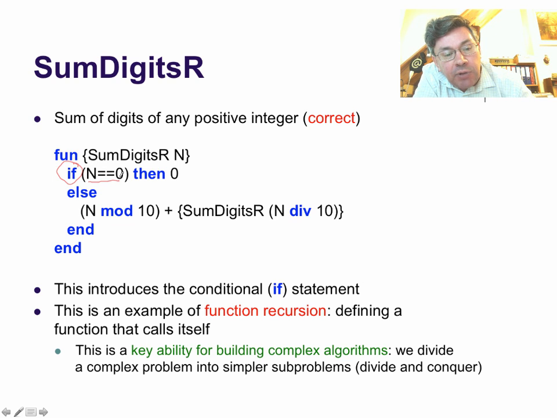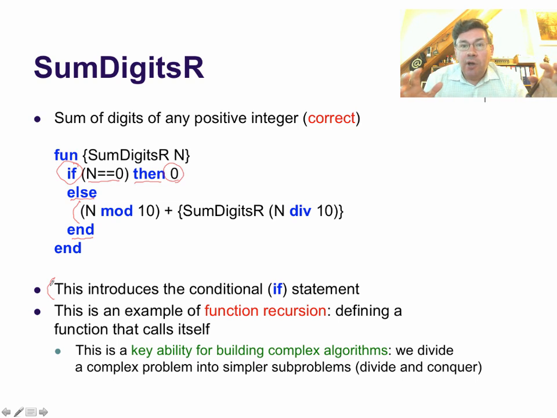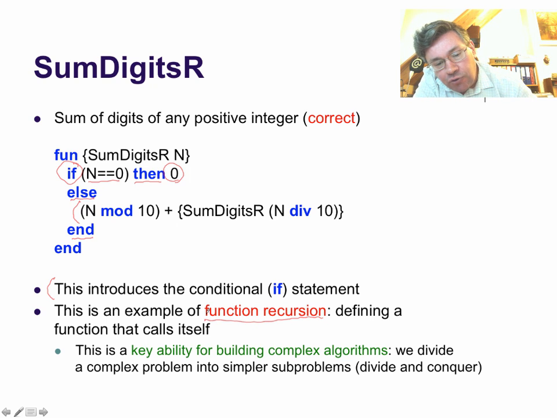So if n equals 0 is a function that compares n to 0 and returns true or false. If it's true, it executes the expression after the then. If it's false, it executes the expression after the else. And like all compound instructions, it ends with the end keyword. So recursion with the conditional statement is enough. We are now able to calculate a complex function by going to smaller functions, and now we know how to stop. So this is function recursion.